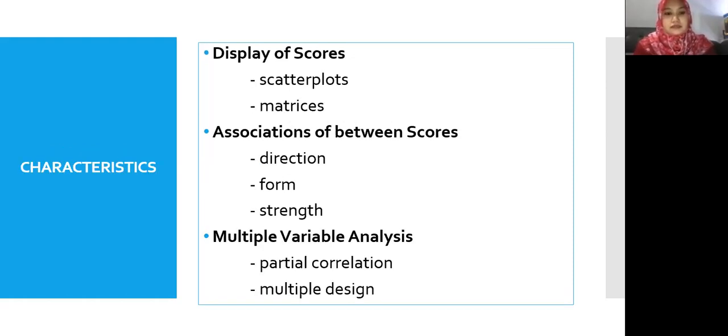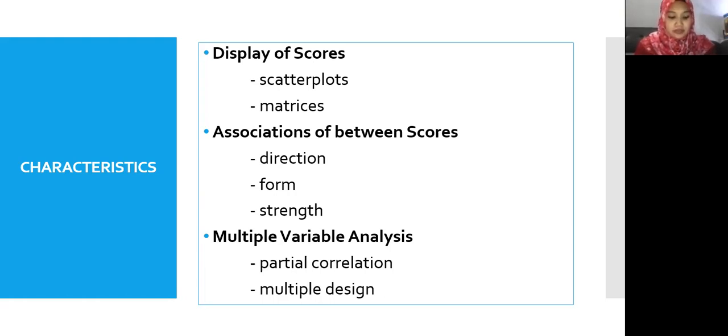Okay, there are key characteristics of correlation designs. So the first, we talk about display of scores, and then association between scores, and the last is multiple variable analysis. And for display of scores, we have scatter plots and matrices. For scatter plots, actually, the researcher plots scores for two variables on a graph to provide a visual picture of the form of the scores. So this allows the researcher to identify the type of association among variables and locate extreme scores.